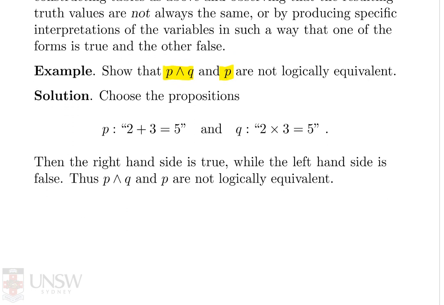Notice again that to say they're logically equivalent means they have the same truth values in all cases. So how do we disprove an all statement? We give one counterexample. That's all we need.